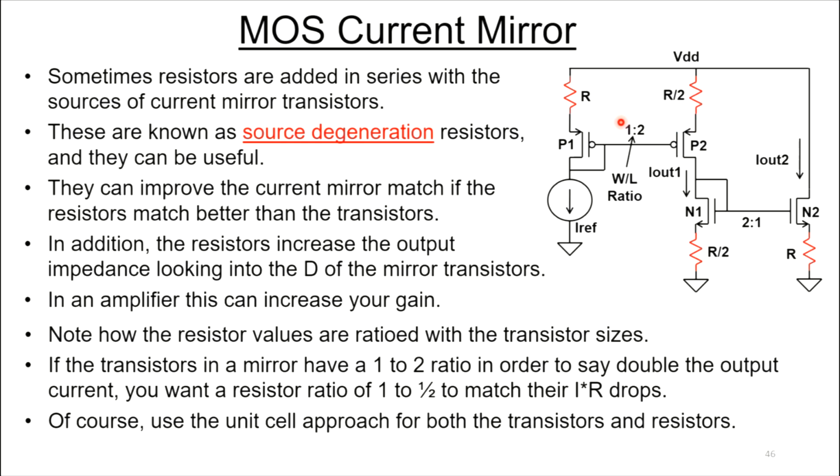Now, again, if you're using the unit cell approach, if you want to cut the resistor in half, you just put two of the same resistor in parallel, unit cell.